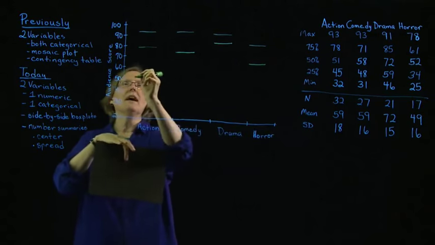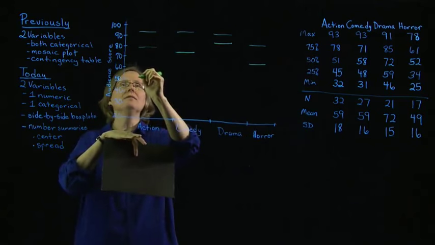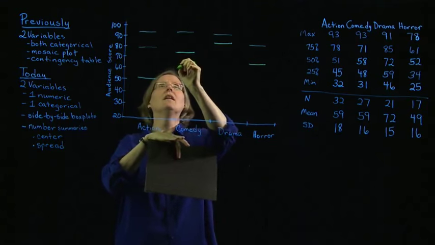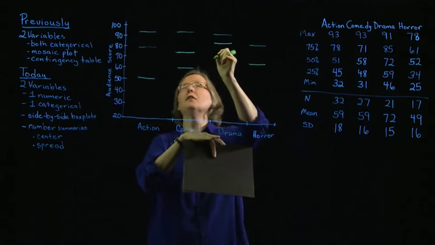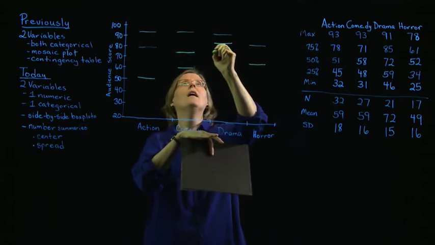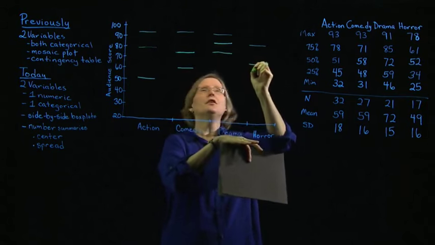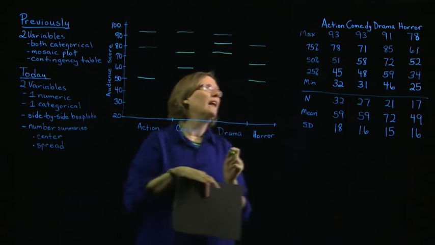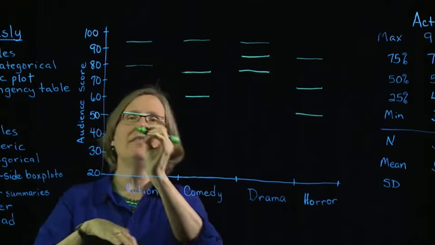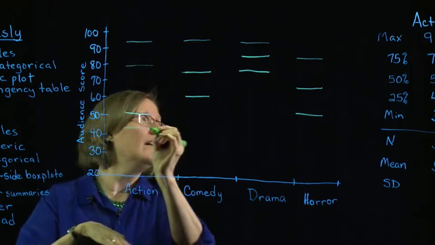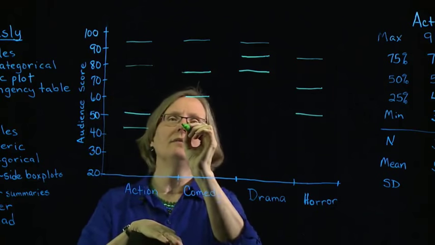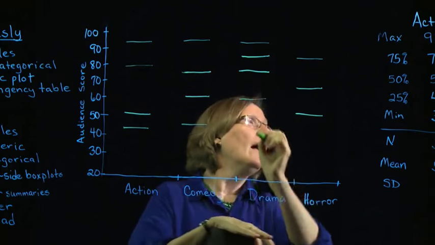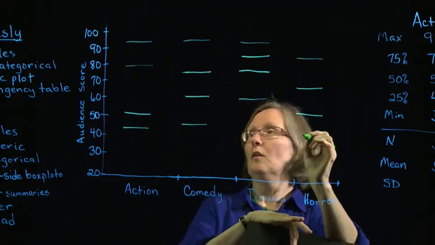The 50th percentile was 51 for action, 58 for comedies, 72 for dramas, and 52 for horror. Our 25th percentile was 45 for action, 48 for comedies, 59 for dramas, and 34 for horror.